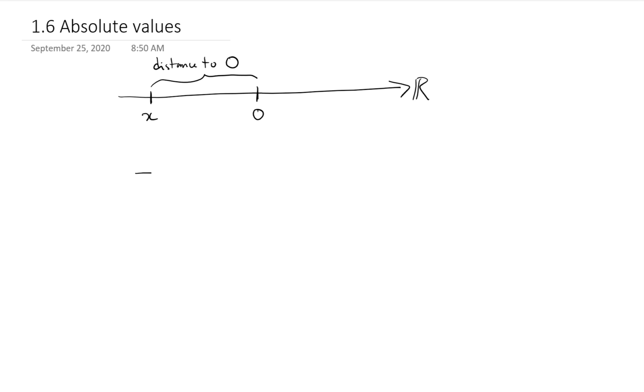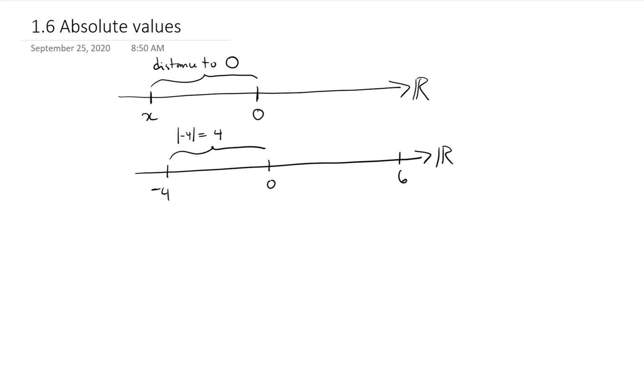Okay? So for instance, if I take the number minus 4, how far is minus 4 from 0? It's at a distance of 4. So the notation for absolute value is this. So we would say the absolute value of minus 4 is 4. Same goes if I have 6. What's the absolute value? It's 6, because the distance between 6 and 0 is 6. So the absolute value of 6 is 6.